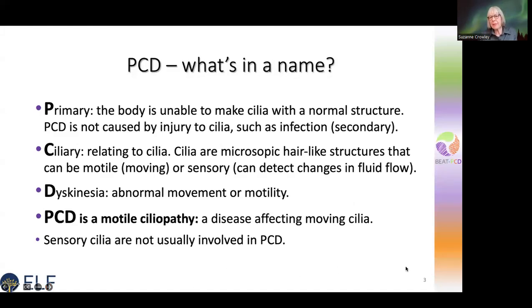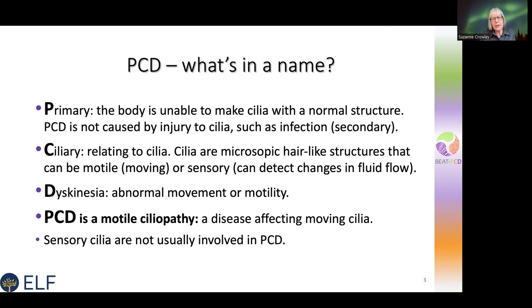So the first thing is PCD. What does it mean? What's in a name? P stands for primary. I've put this in because some people have asked about secondary ciliary dyskinesia. Primary means that the body is unable to make normal cilia. It's not that you're born with cilia that then become damaged later by an infection, for example, because that would be a secondary ciliary problem. Ciliary just means, of course, that it's related to cilia. And cilia are tiny, tiny hair-like structures that you can only see with a microscope.